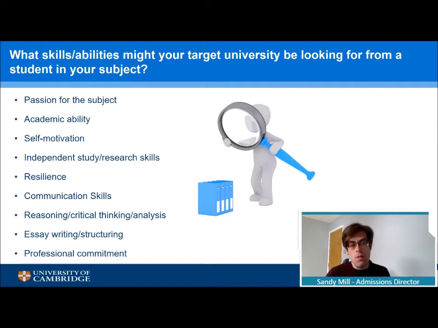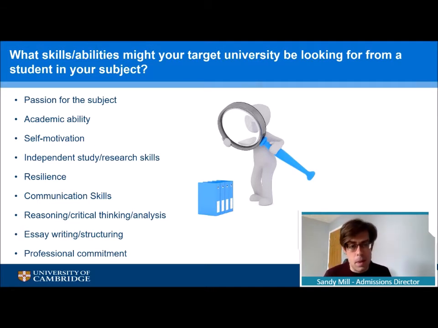We're looking for people who have got a level of resilience, who can take on a varied and large workload and still manage to get things done and thrive even in that situation. For some subjects, communication skills are vital, particularly subjects like medicine maybe, where you might be interacting with patients. Or depending on how the university teaches, many arts and humanities subjects where there are lots of seminars and group work. Reasoning skills, critical thinking skills, vital in particular subjects. Your ability to write a good essay, structure an argument well. And in some subjects as well, professional commitment for things like dentistry, veterinary, medicine.